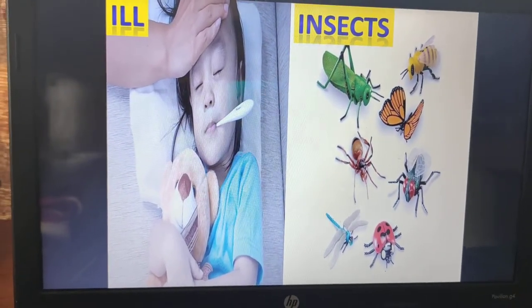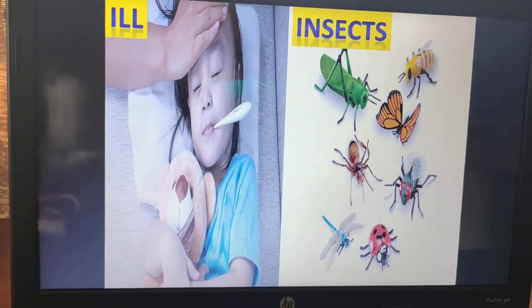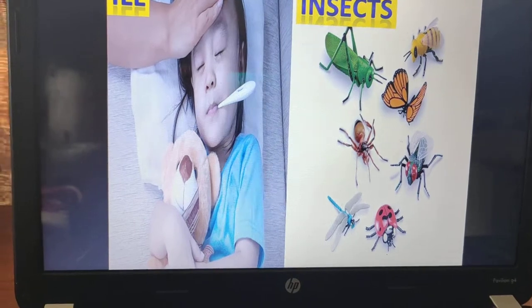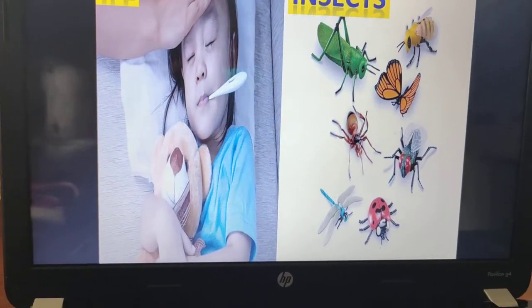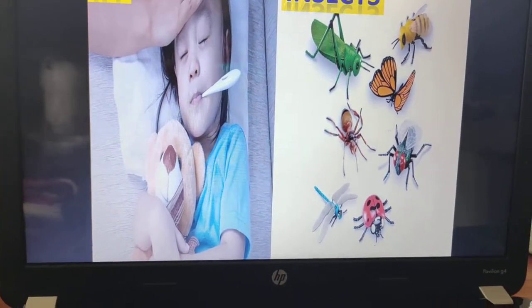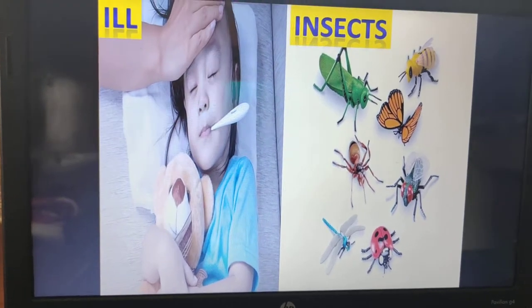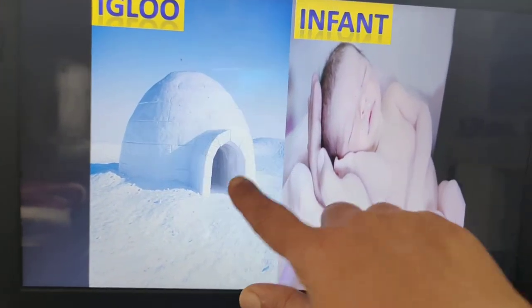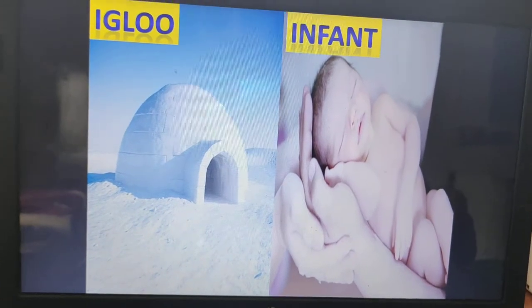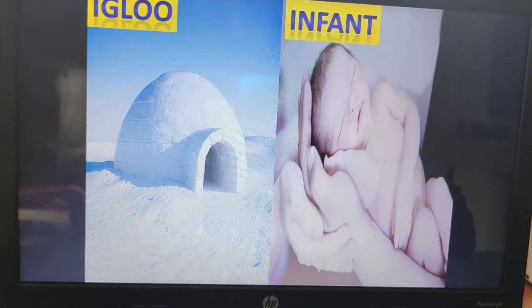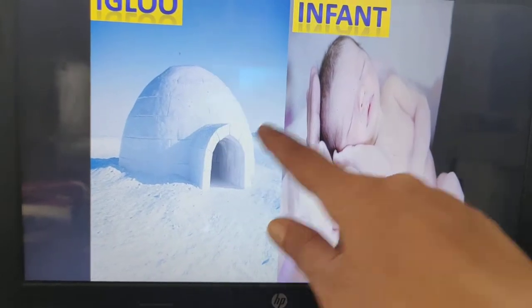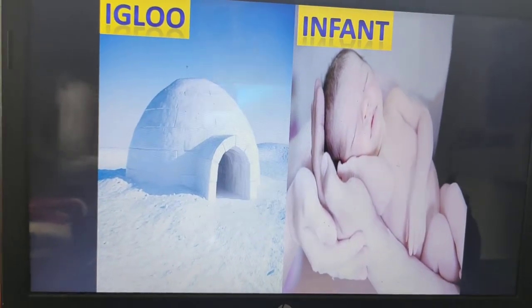So that is ill. I for insects. So we see lots of insects around, small insects like butterfly, ladybug, cockroaches, spider. They are all called insects. I for igloo. So igloo is the house of people who live in very cold places like Antarctica. Okay, they build a house using the ice. So that is igloo.